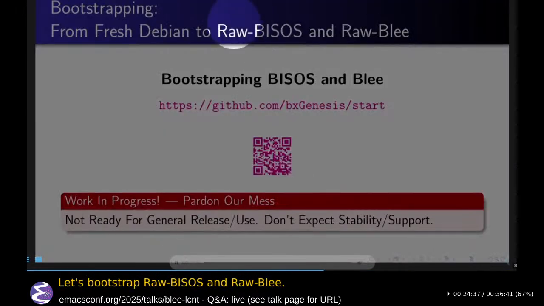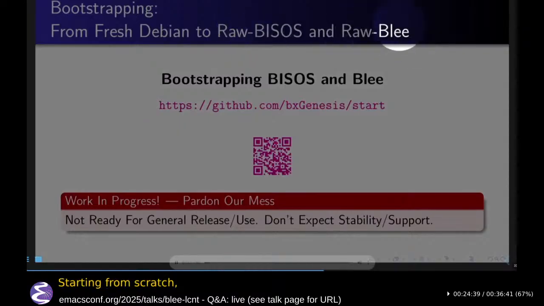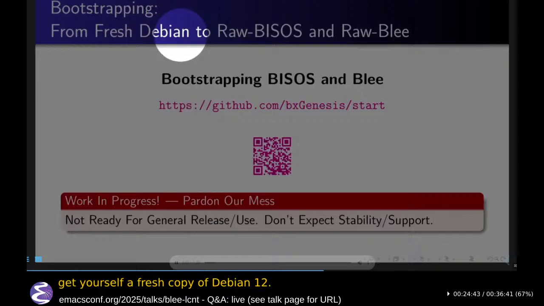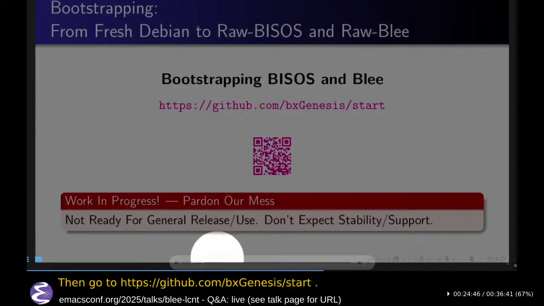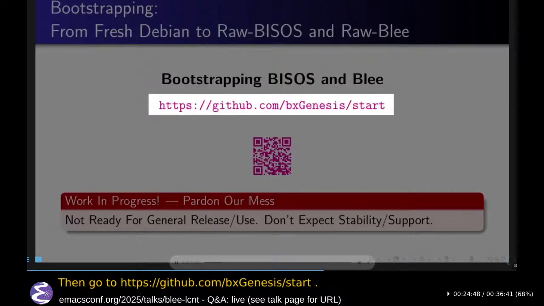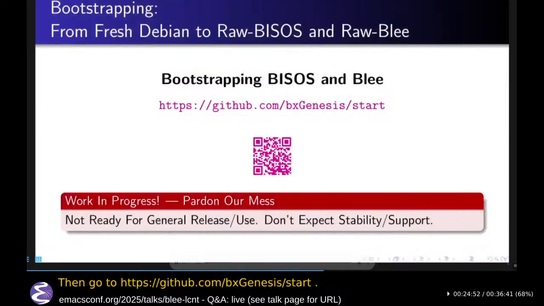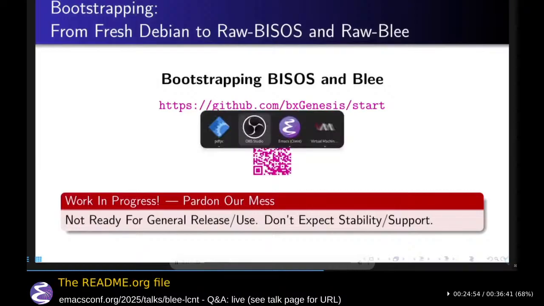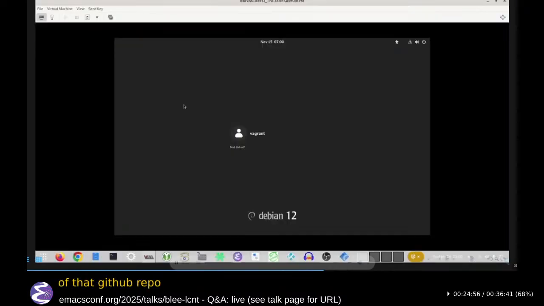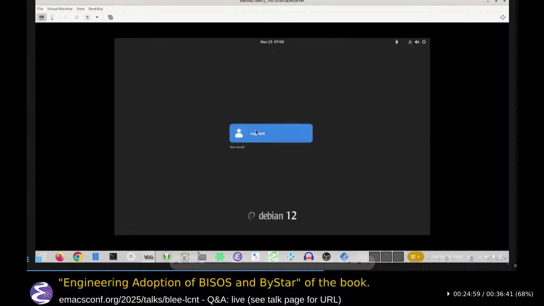Let's bootstrap raw BySauce and raw BLE. Starting from scratch, get yourself a fresh copy of Debian 12. Then go to github.com bxgenesis start. The readme.org file at that GitHub repo is same as chapter 18 of the book.